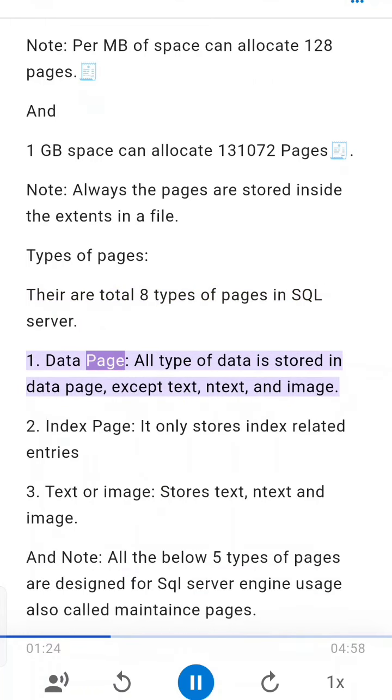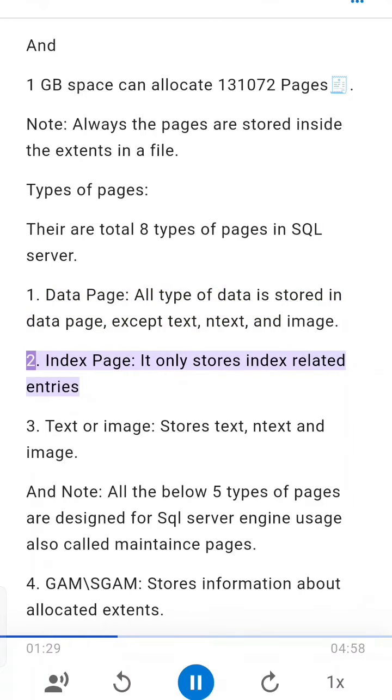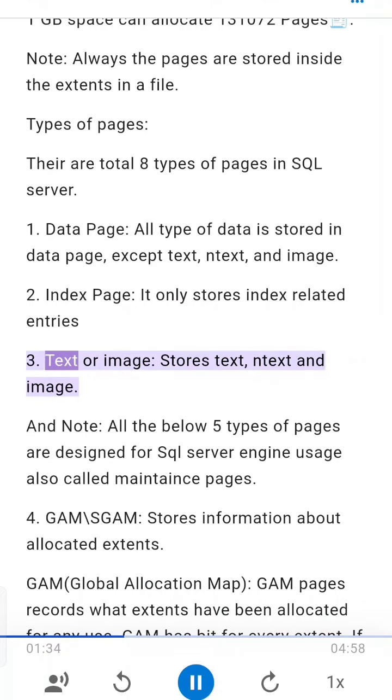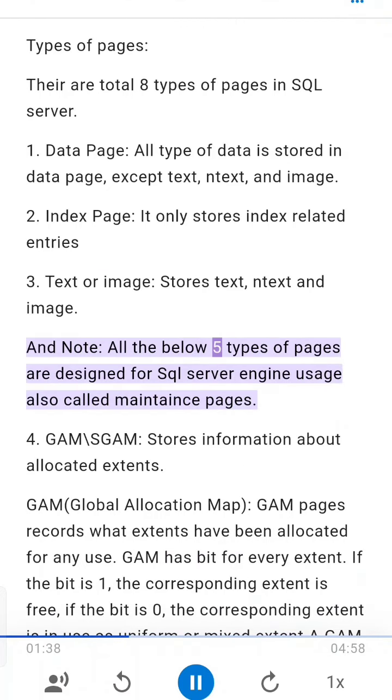1. Data page. All types of data are stored in the data page, except text and image. 2. Index page. It only stores index-related entries. 3. Text or image. Stores text and image. And note: all the below 5 types of pages are designed for SQL Server engine usage, also called maintenance pages.